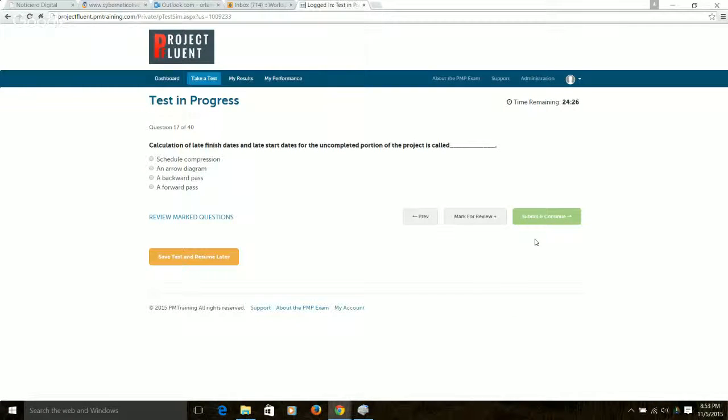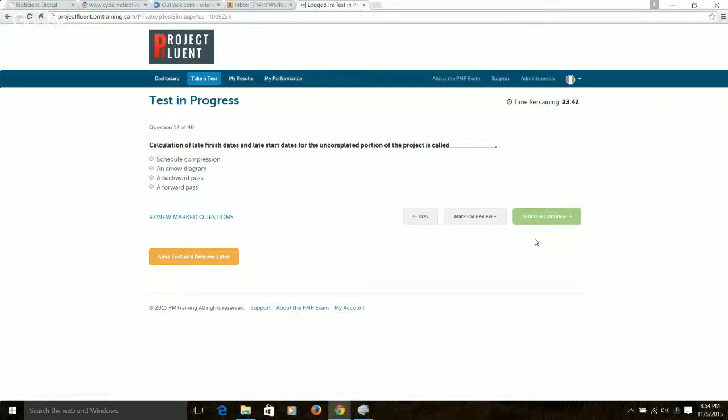17. Calculation of late finish dates and late start dates for the uncompleted portion of the project is called blank. Schedule compression. Or let me repeat the question. Calculation of late finish dates and late start dates for the uncompleted portion of the project is called: Option A, schedule compression. Option B, an arrow diagram. Option C, a backward pass. Option D, a forward pass.